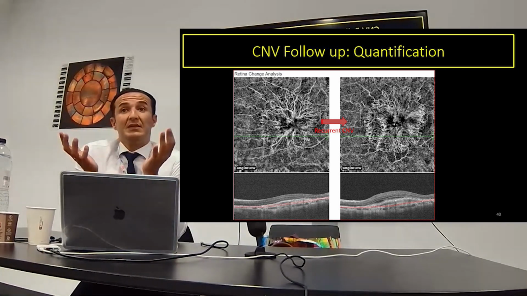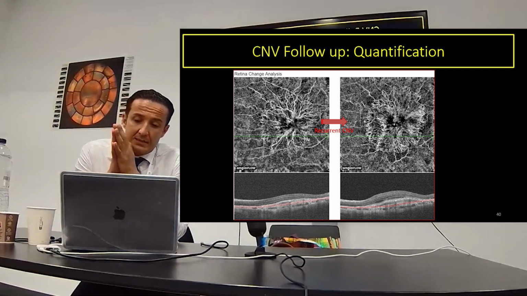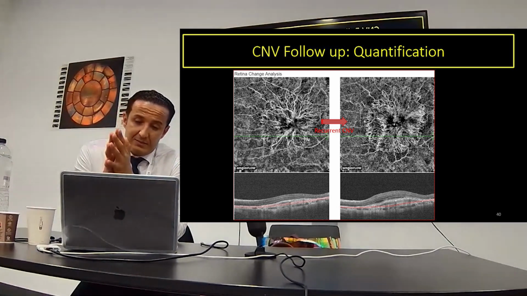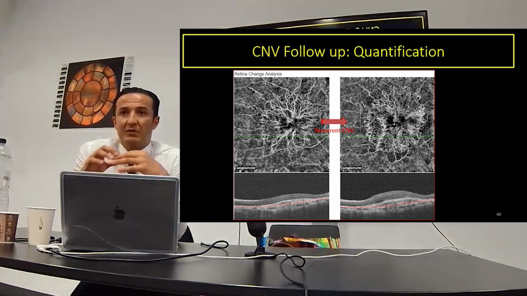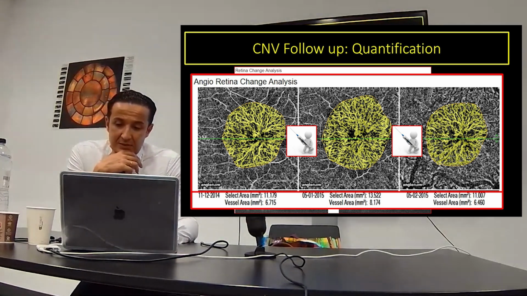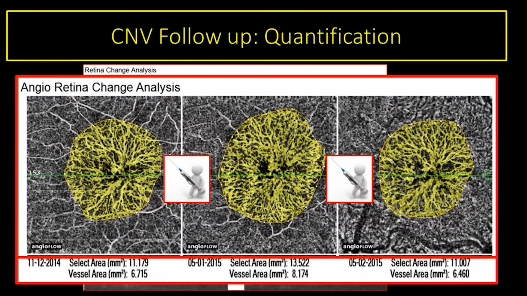You have the possibility to have quantification for the CNV follow-up with flow surface, and the analysis of flow surface gives the changes and the recurrence of the CNV when you observe an increase of flow surface. In this case you observe flow surface increase due to the recurrence of the CNV, and you can make a very precise monitoring. And another case with flow surface.